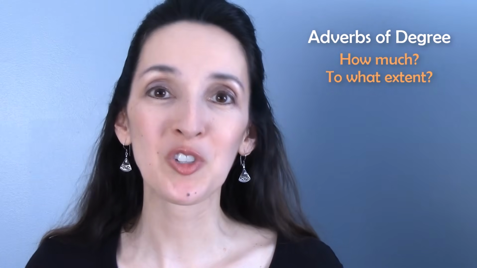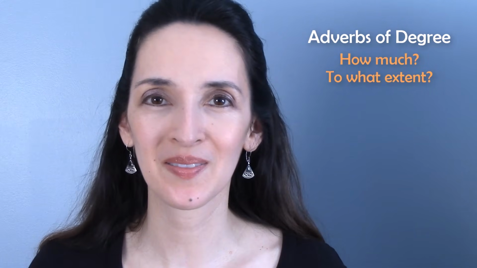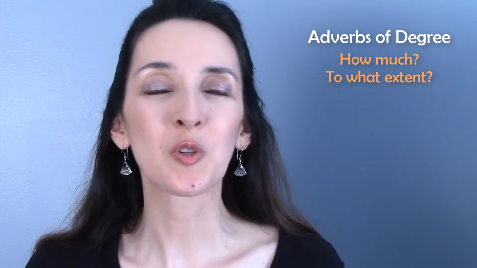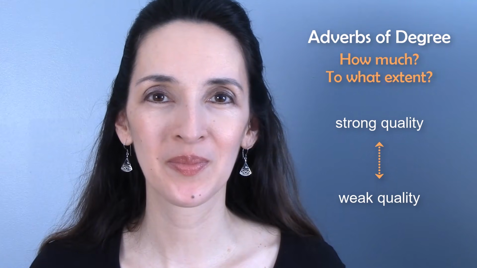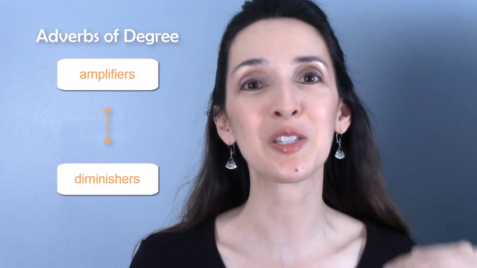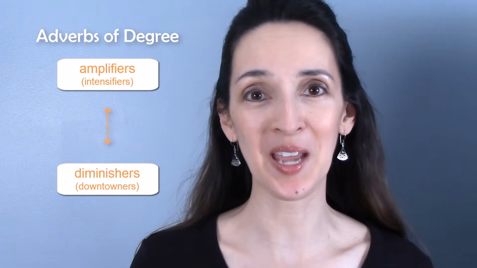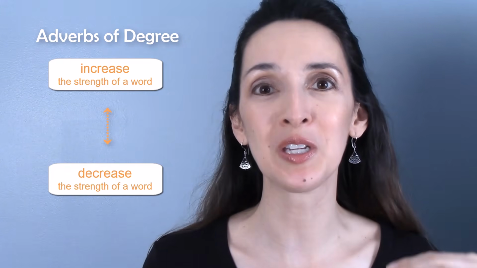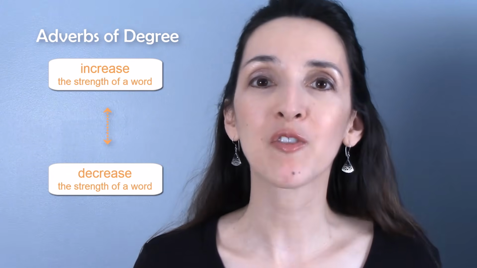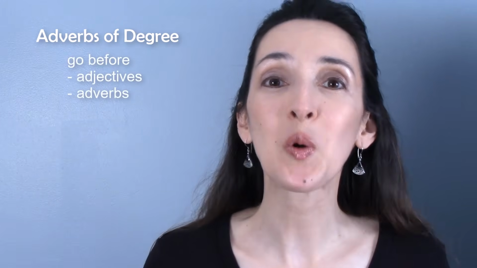So after manner, place, and time, we could look at our fourth type of adverb, adverbs of degree. These adverbs answer the question, how much or to what extent? Adverbs of degree help us talk about how strong or how weak a quality is. When we start talking about degrees, we get into amplifiers and diminishers, or intensifiers and downtoners. Those are just fancy names for adverbs that help us increase or decrease the strength of a word. Adverbs of degree go before adjectives or other adverbs.